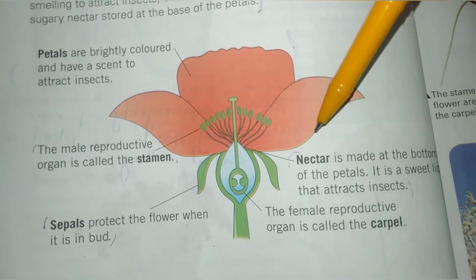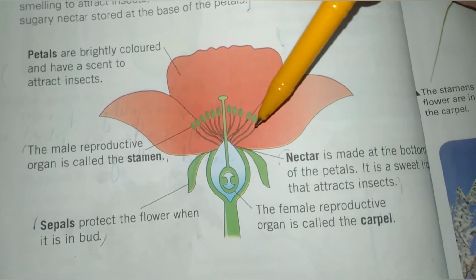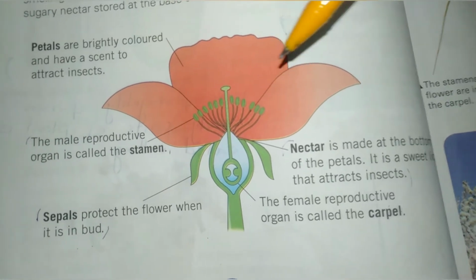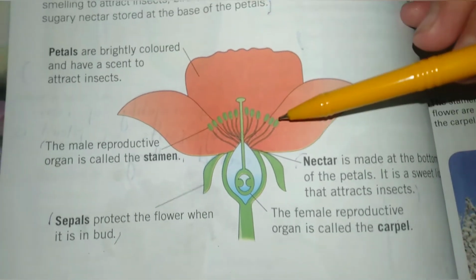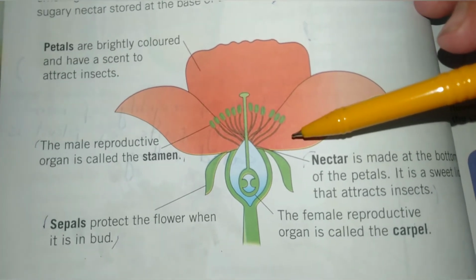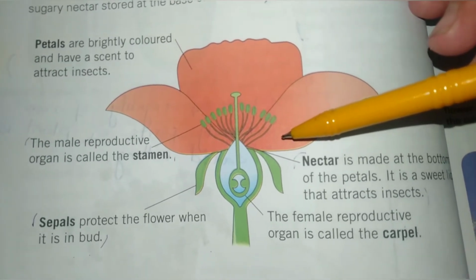When the insects come towards the petals to take nectar as food, during this process pollen grains from the anther stick to their body, and in this way they play a part in pollination.